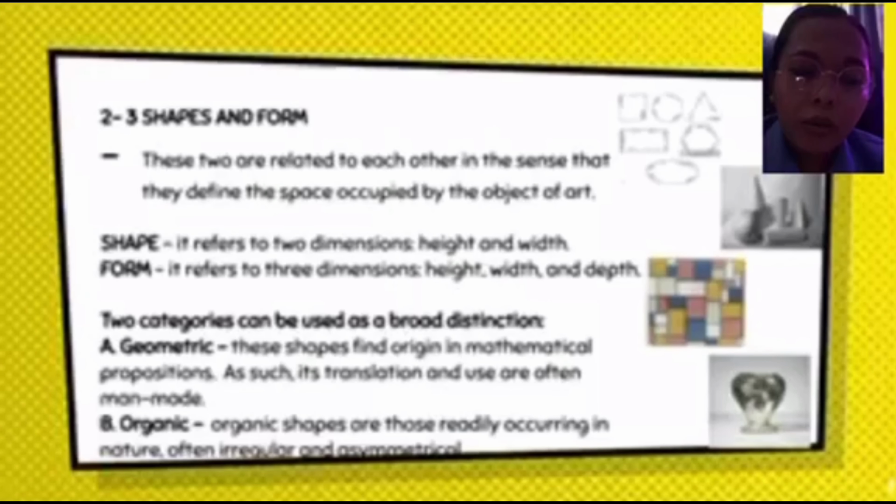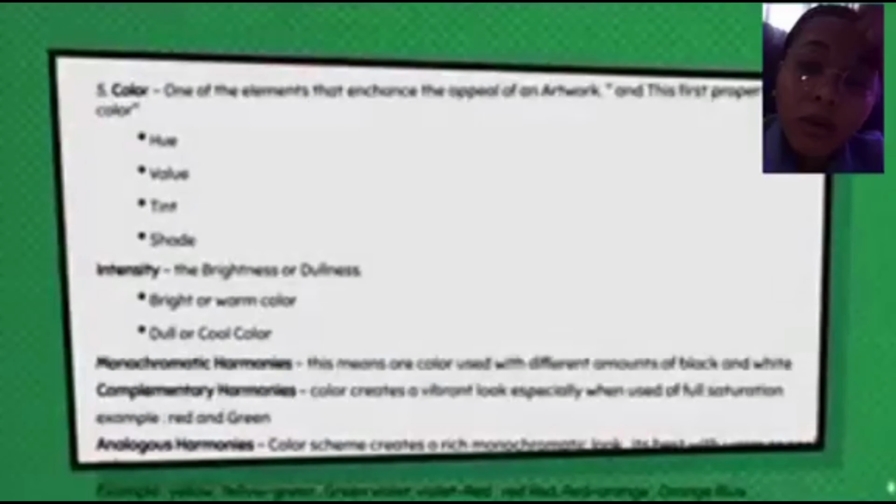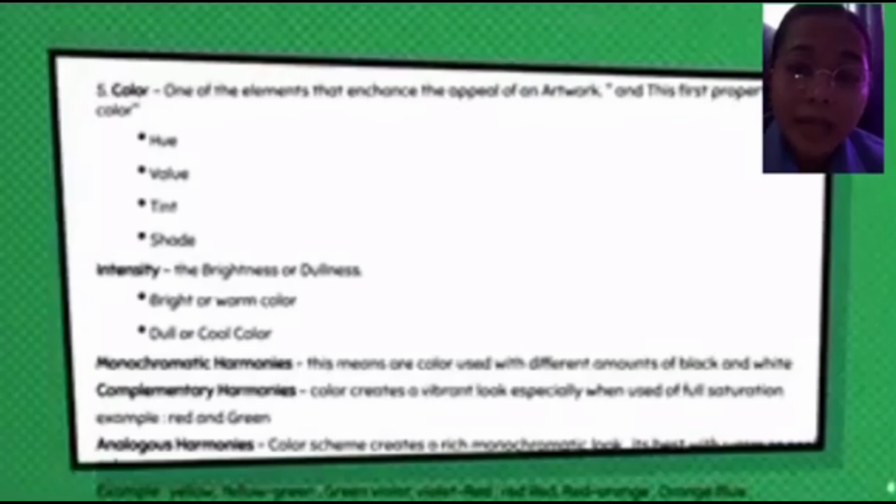Color, one of the elements that enhance the appeal of the artwork. So color is what gives appeal or enhances the appeal of the artwork, and it plays an important role in visual composition. It is reflected off the object. A color theory that was first solved by the experiment undertaken by Sir Isaac Newton in 1666. The outcome of this color theory is the creation of the color wheel.